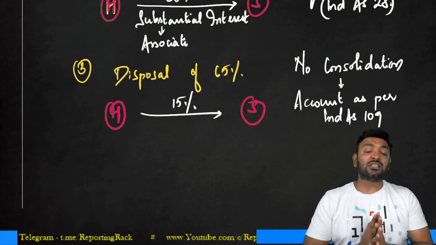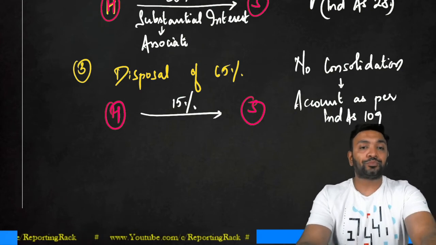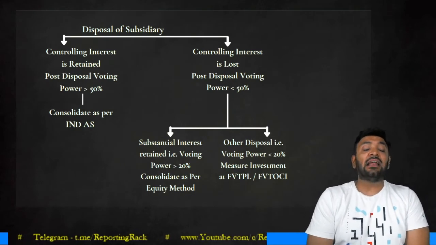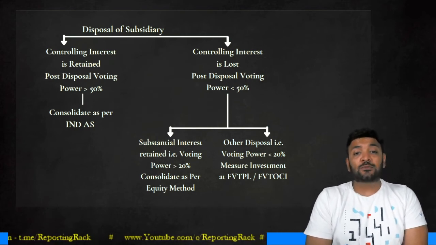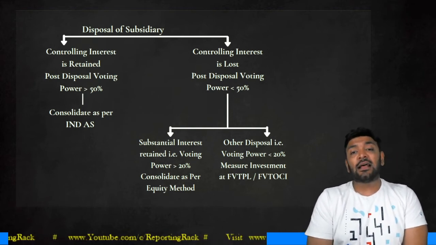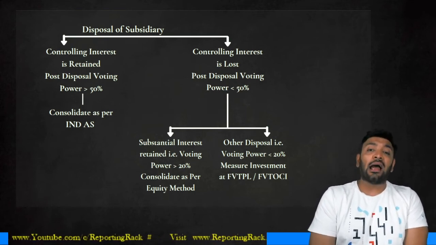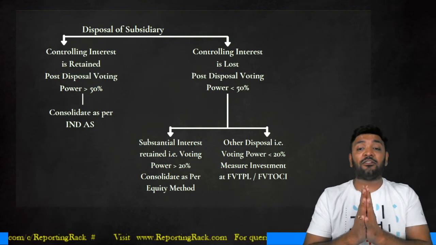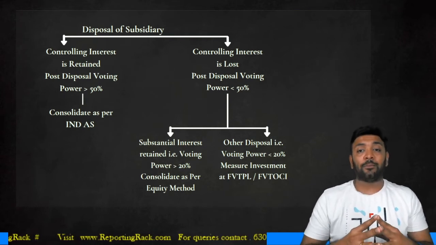Guys, in each of these cases, what should I do with the goodwill? What should I do with the non-controlling interest? Let's look at that. When controlling interest is retained, I'll consolidate, and I'll continue to consolidate as per IND AS 110 only. But once I get substantial interest, that means the controlling interest is lost, then I will consolidate as per equity method. In any other case of disposal where the voting power falls below 20%, you will have to apply IND AS 109 and classify these investments as financial instruments carried at fair value through OCI or fair value through P&L. You will get these logics when we discuss IND AS 109. Clear?